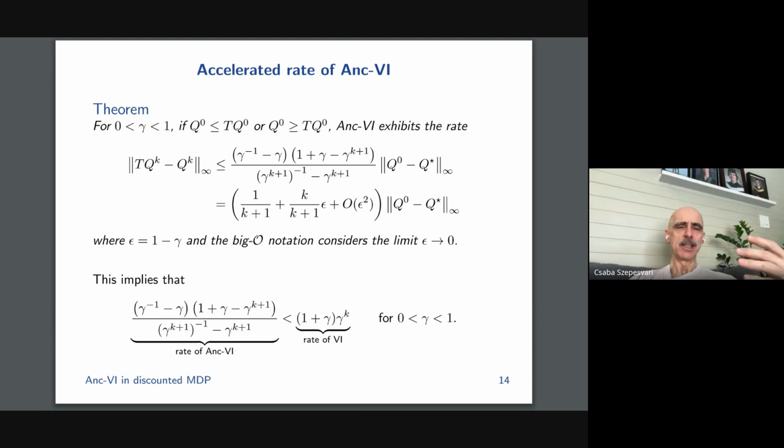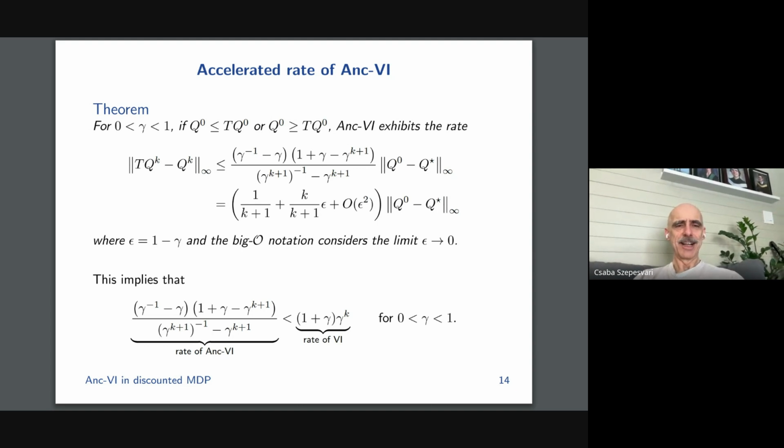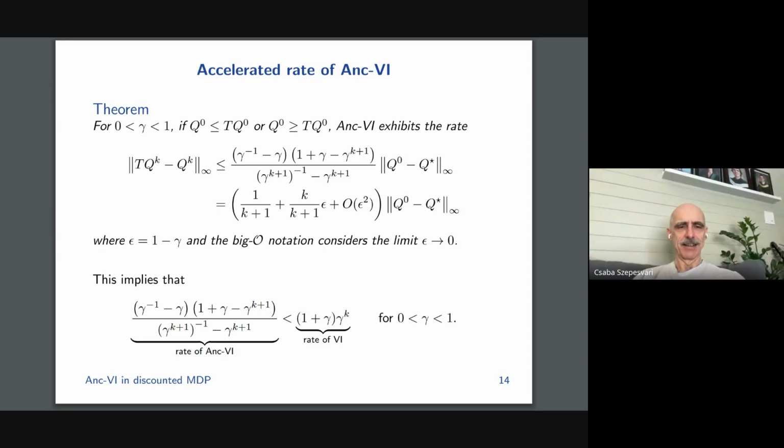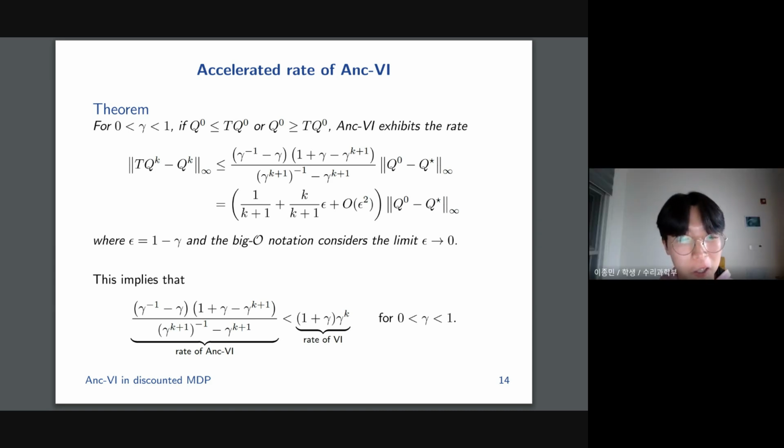Is there a more quantitative way of saying what the gap between the two is? Like, the ratio of them is going to 0 at some rate or whatever. I don't know, have you looked into that? First, as you pointed out, if gamma is close to 1, then the rate of VI is roughly close to 1. On the other side, the rate of ANC-VI is close to 1 over k plus 1. So I would say in the region where gamma is close to 1, there is clearly some order difference. But I did not study it further.